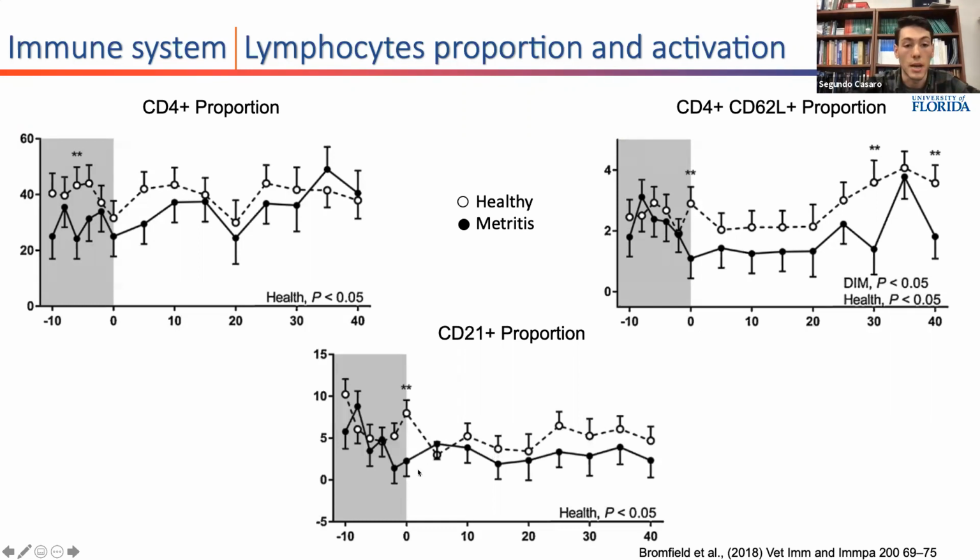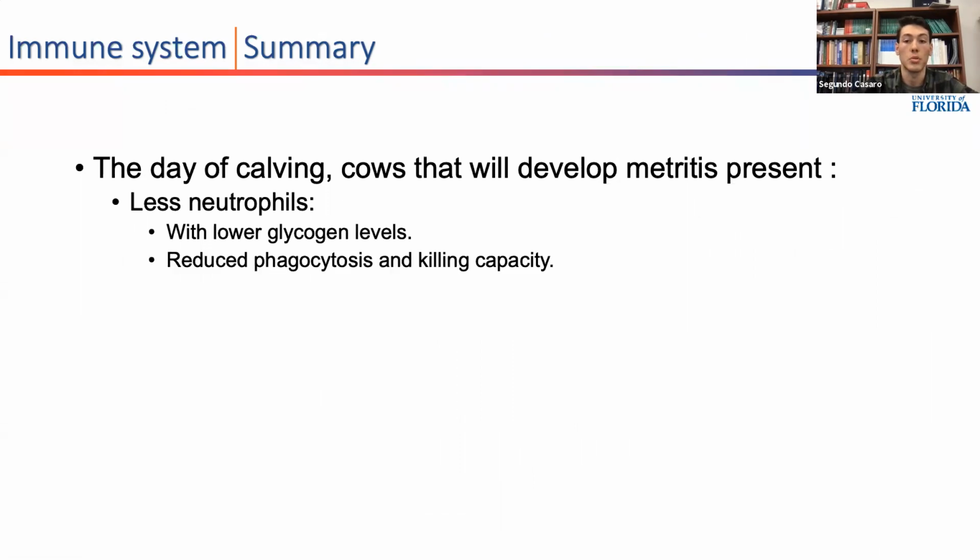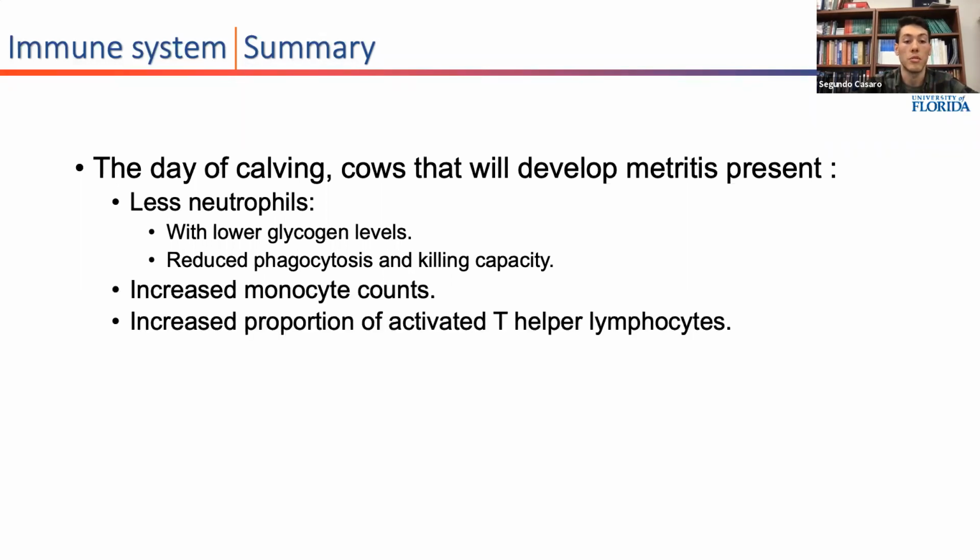They also found a decrease in the CD21 proportion in cows that develop metritis. So these are the B cells. So they found a decrease in B cells in cows that develop metritis. So just to do a summary of what we saw: by the day of calving, cows that will develop metritis present fewer neutrophils with lower glycogen levels, with reduced phagocytosis and killing capacity. They also show increased monocyte counts, an increased proportion of activated T helper lymphocytes, and a decrease in the proportion of B cells.